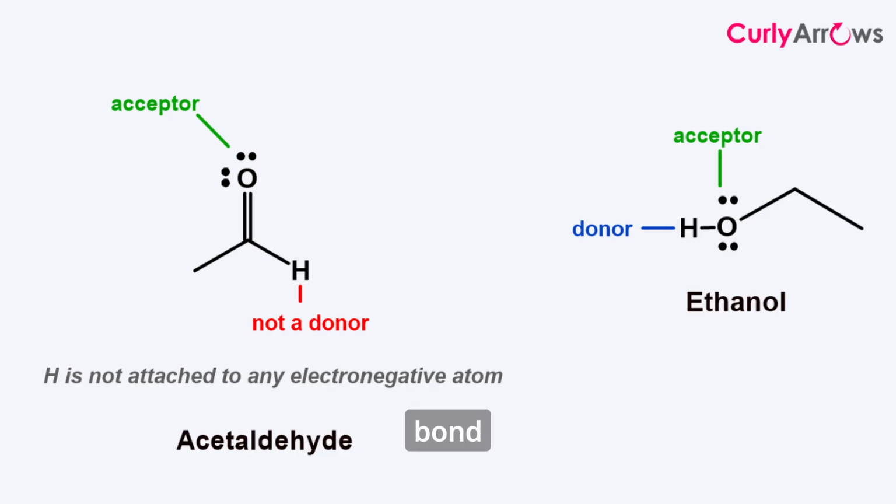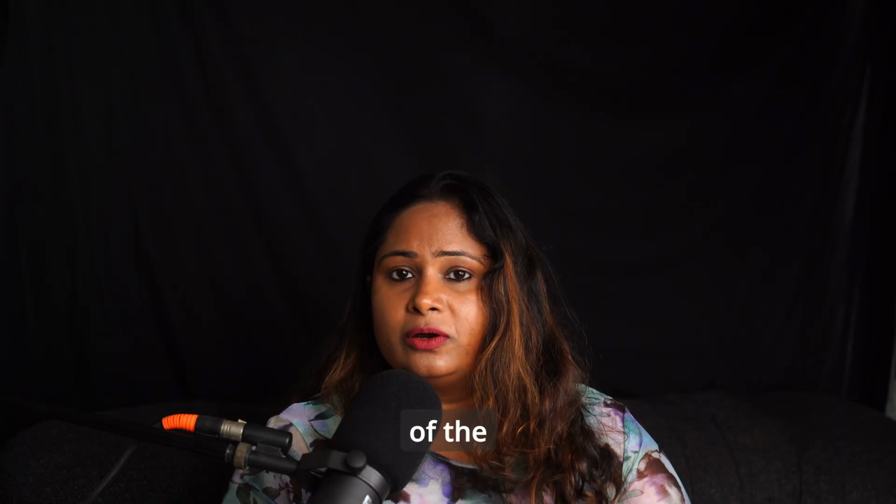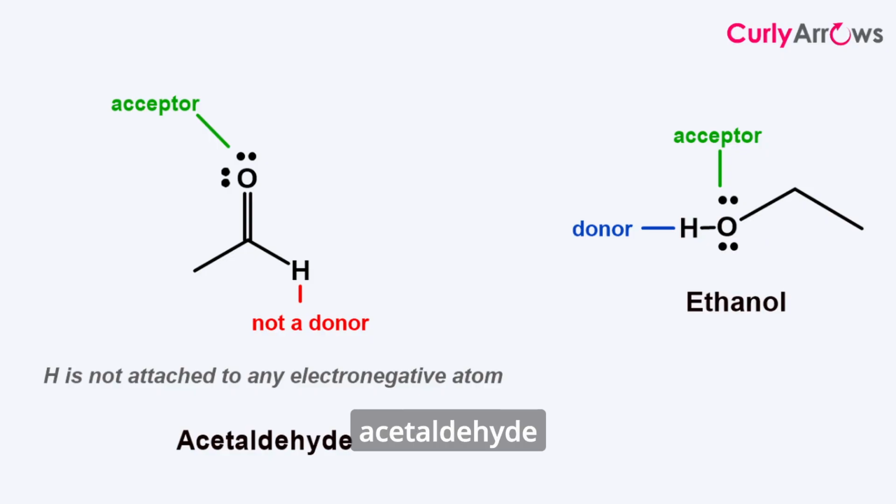A hydrogen bond acceptor must be an atom that contains a lone pair. So the lone pair of the oxygen atom in acetaldehyde serves as a hydrogen bond acceptor. The hydrogen atom of the acetaldehyde is neither a hydrogen bond donor nor an acceptor.